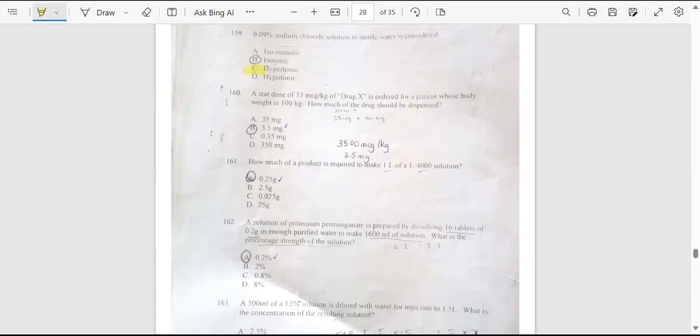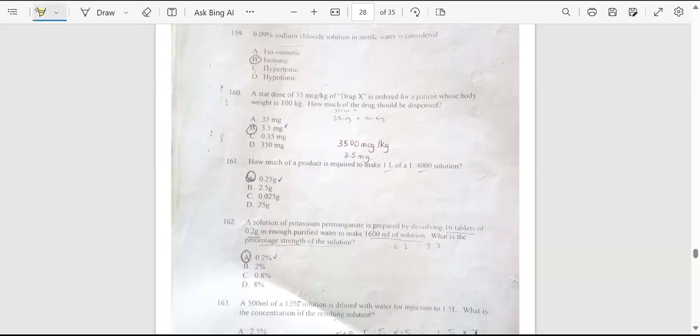So we change it to hypotonic. I think we all agree with what Sama said. Basically, it was saying that you have 0.09 sodium chloride solution and you put it in water. When you compare that to the 0.9 for plasma, is it hypertonic or hypotonic? So the answer should be hypotonic. Yes. So number 159, D.